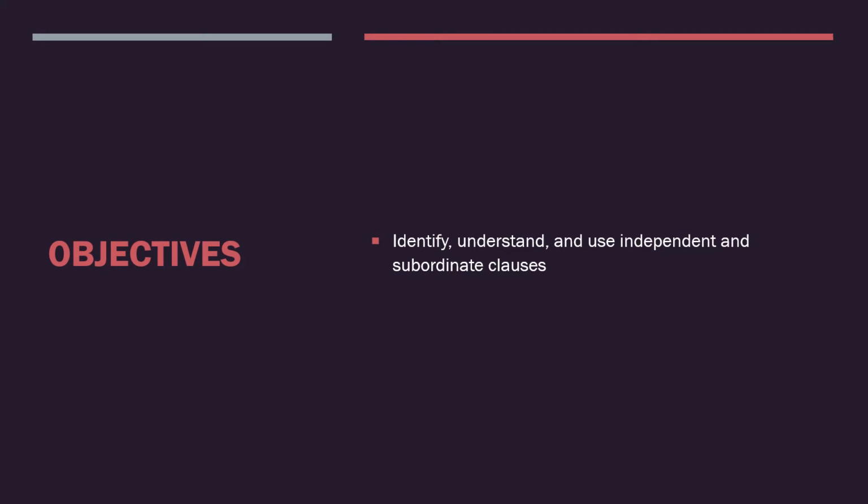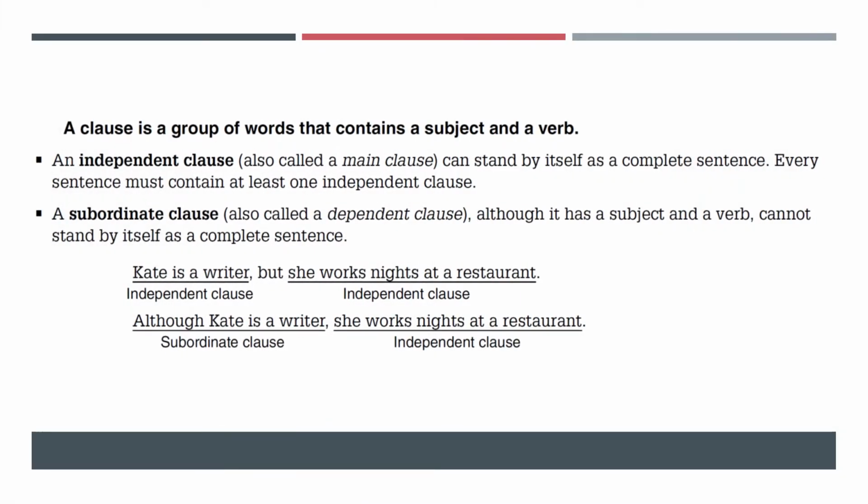By the end of this lesson, you should be able to identify, understand and use independent and subordinate clauses. What is a clause? A clause is a group of words that contains a subject and a verb. An independent clause, also called a main clause, can stand by itself as a complete sentence. Every sentence must contain at least one independent clause.